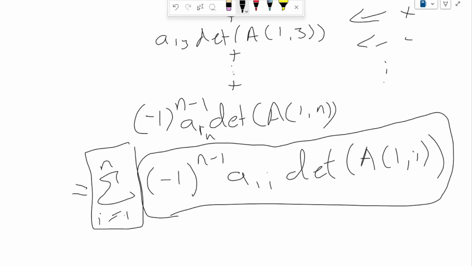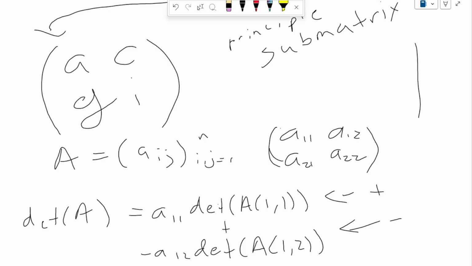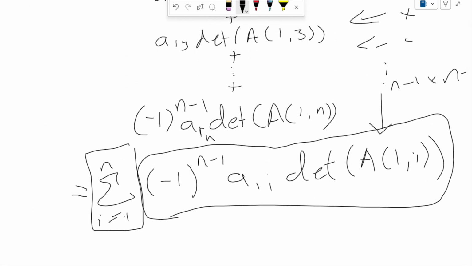So that's the formula. And as you can see, it's recursive. So this here is an n minus 1 by n minus 1 matrix. So now we use this formula again, and again, and again, over and over, until we eventually compute the full determinant, which I think is pretty exciting. We now have a formula to compute the determinant.